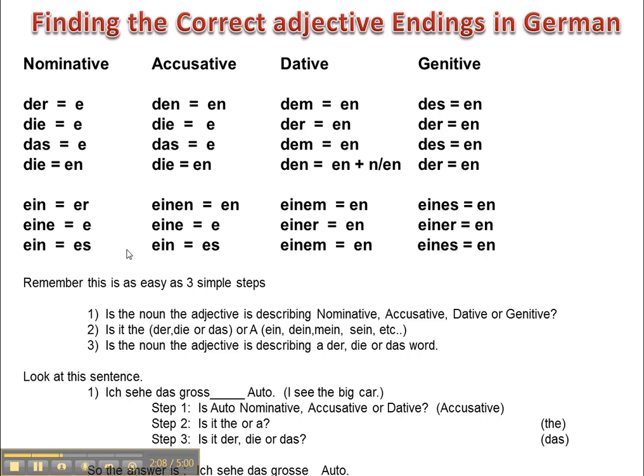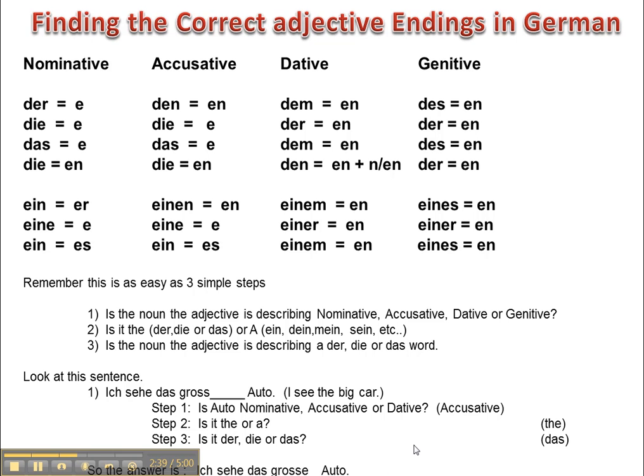Second question is, are we using a definite article, or are we saying a? And we are using here the, or das in German, so we know the answer is now in this area. And the last question will lead us to our answer, and that is, is the noun originally a der, die, or das word? So for car, it's originally a das word. So here is our ending, das, and the ending on the adjective would be an e. So ich sehe das große Auto is the answer.